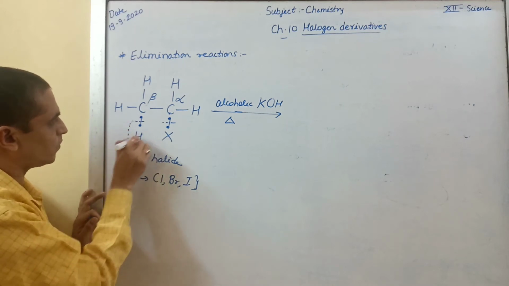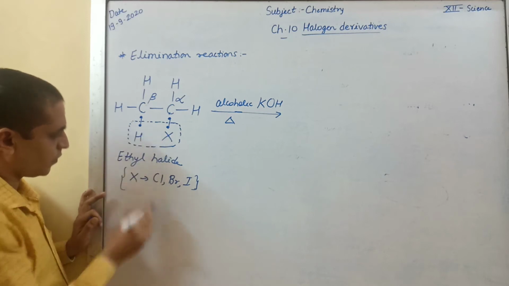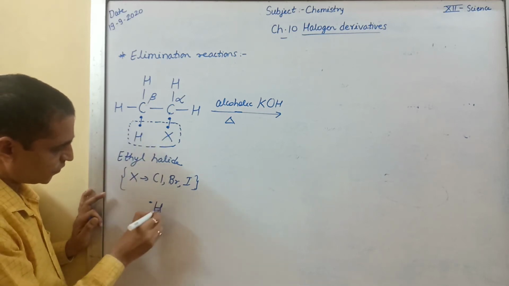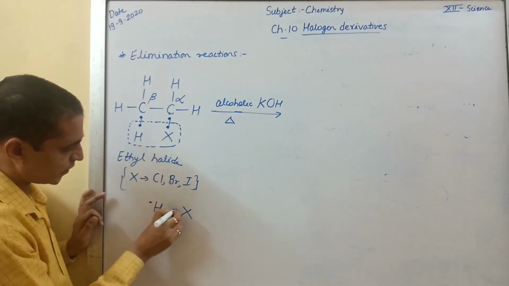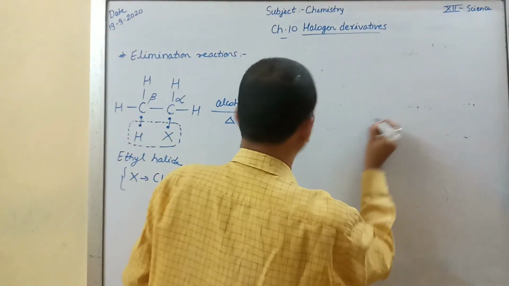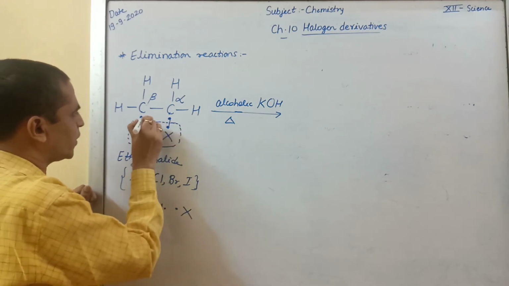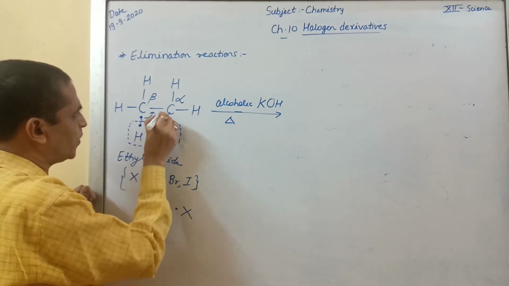So what will you get? What is remaining? You have hydrogen having one single electron and X having a single electron. So you get what? HX. HX, and these two electrons can form a bond. So what will you get?